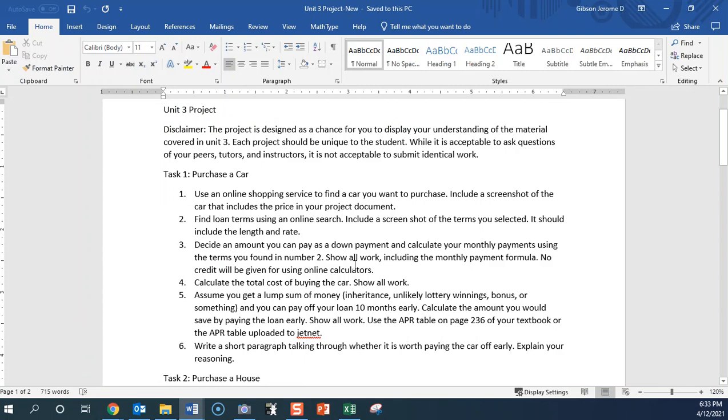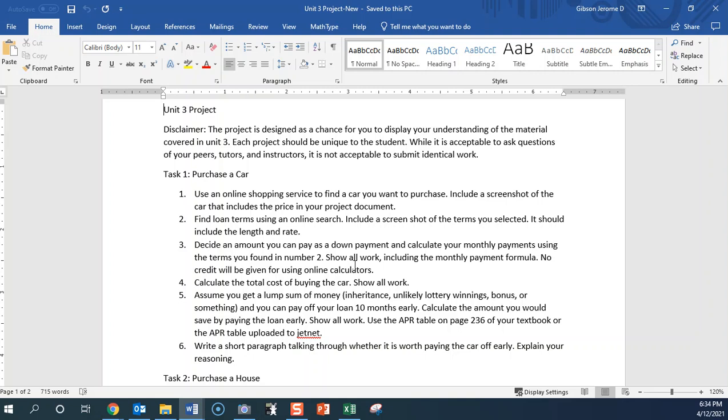Now, it says decide an amount you can pay as a down payment and calculate your monthly payments using the terms you found in number 2. Show all work, including a monthly payment formula. No credit will be given for using online calculators. Now, what this is saying is you are not supposed to take whatever rate they gave you in the book or online as far as the monthly payment. You are not supposed to take that and use it. You are supposed to get the rate and the length of the loan, and then the rest you are supposed to do on your own.